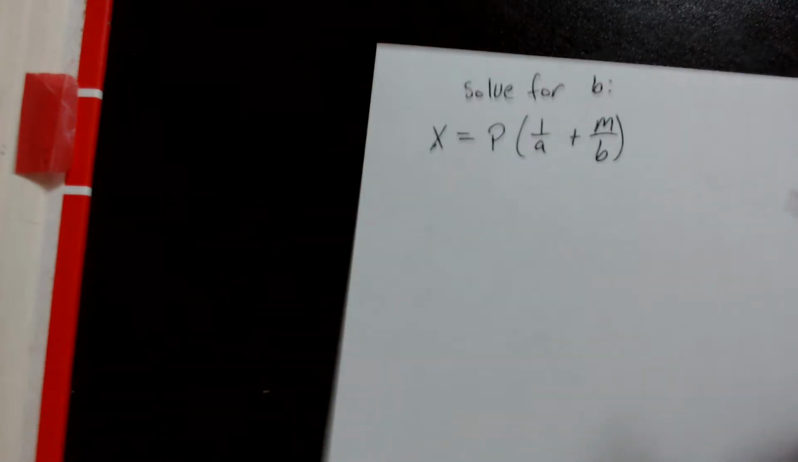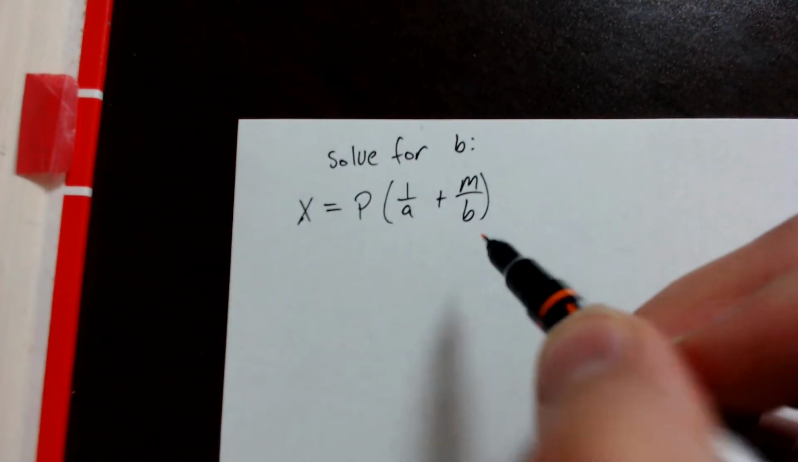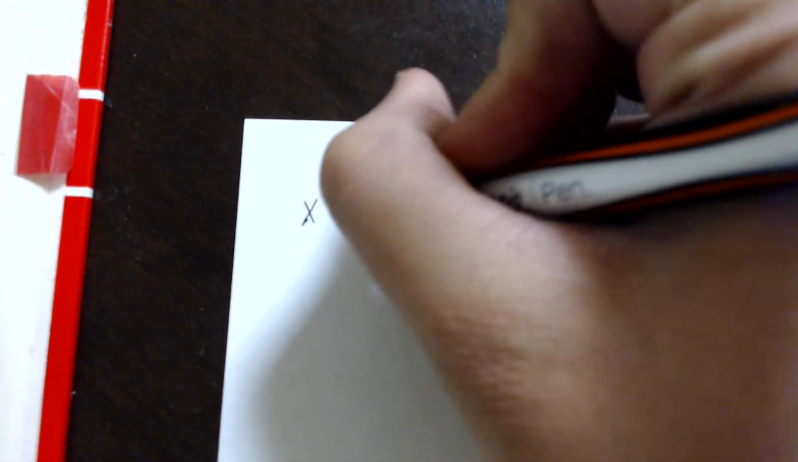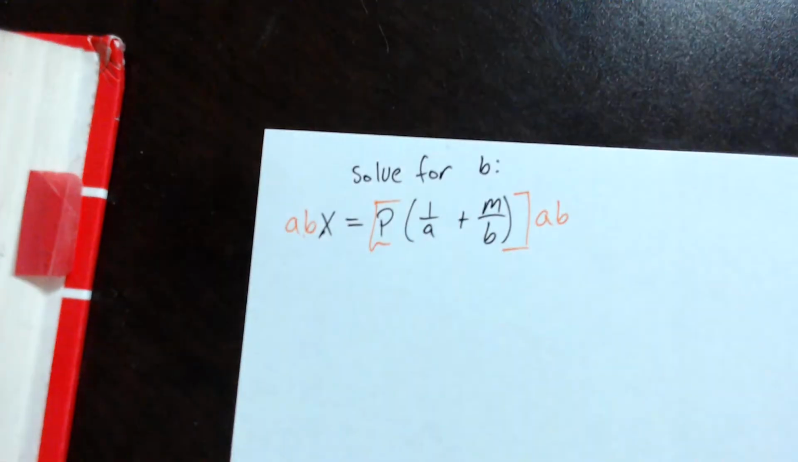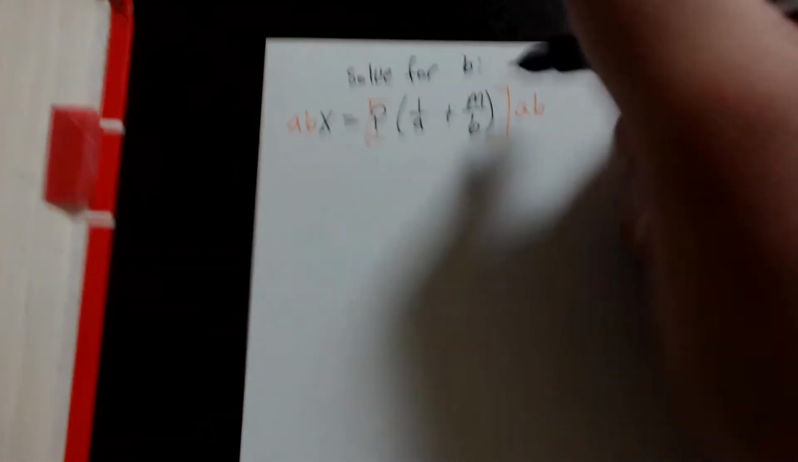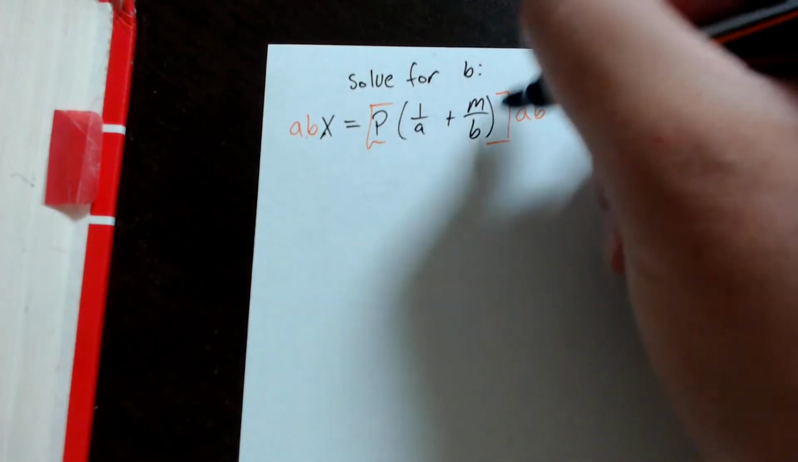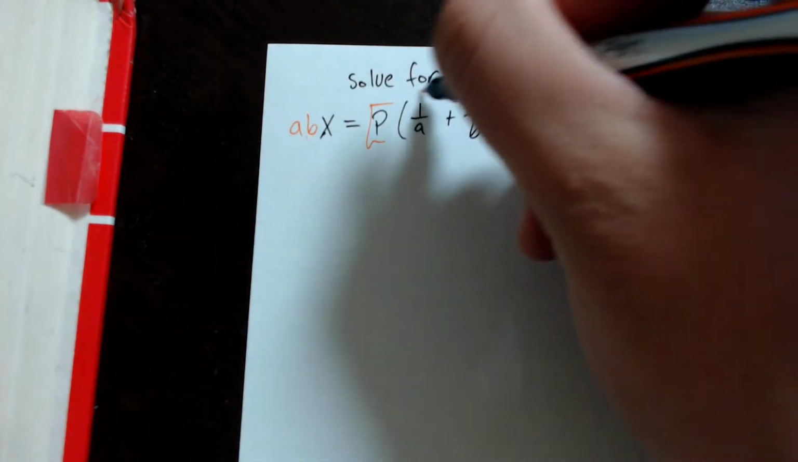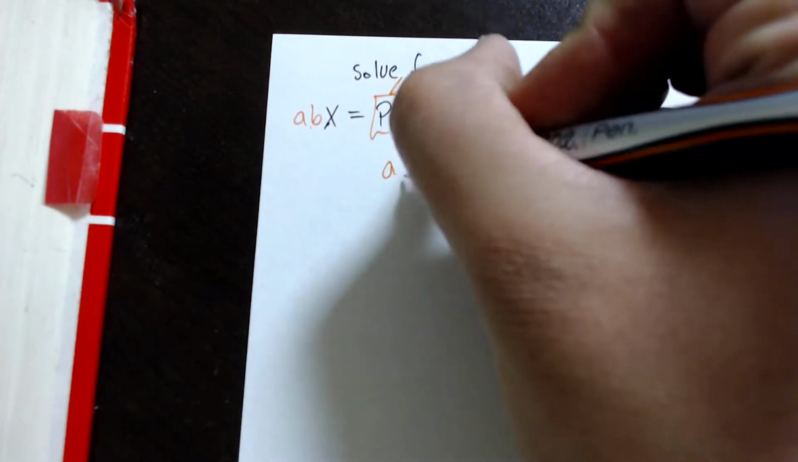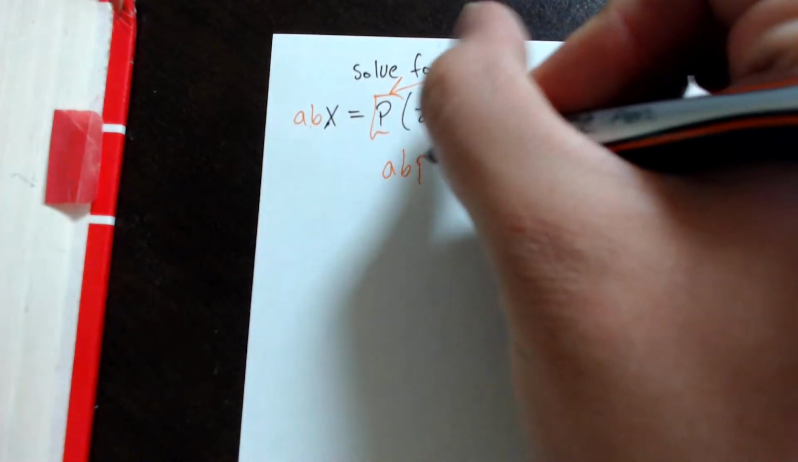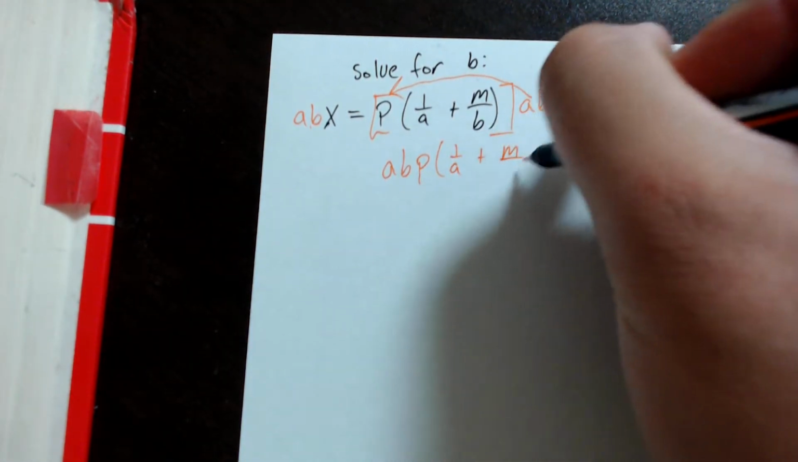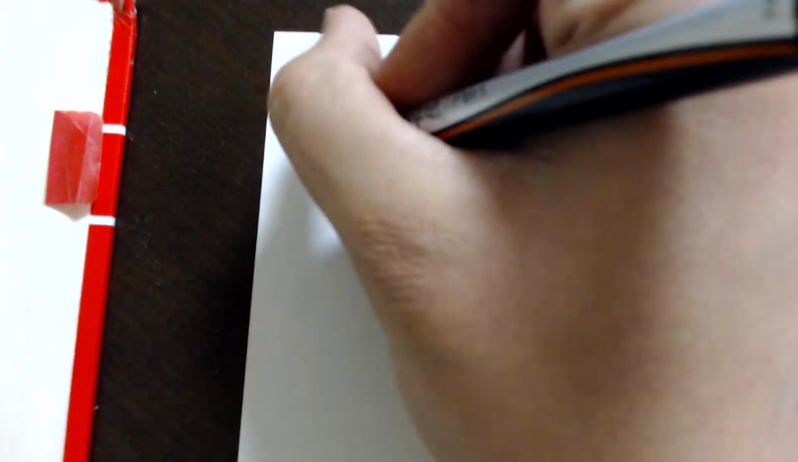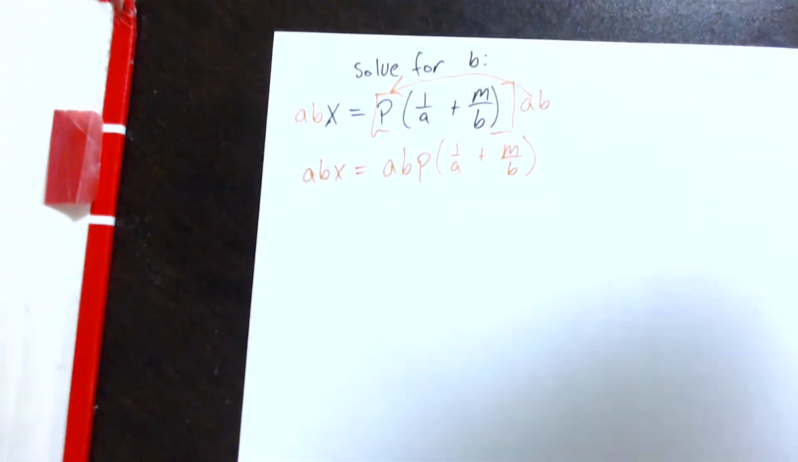So again, the common denominator is going to be AB. So if I multiply this entire half of the equation by AB, and this entire half of the equation by AB, instead of doing something crazy, I could just multiply P and AB here. And so then what I get is AB P being distributed to 1 over A plus M over B. And then this is ABX is going to equal that.